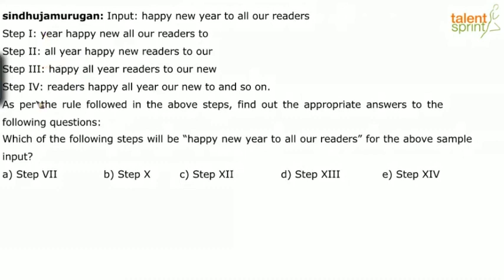Now, when you look at the last step for this illustration, which is step 4, it says readers happy all, year, hour, new, to, and so on. So clearly, step 4 here is not the last step. It says and so on, right? Which means this is a never-ending process, right? Whenever you see this kind of a step given to you as the last step, which is and so on, it means it is going to continue further, right?